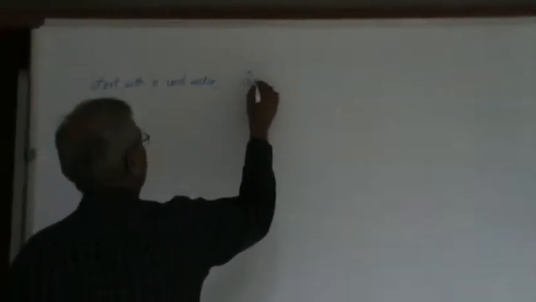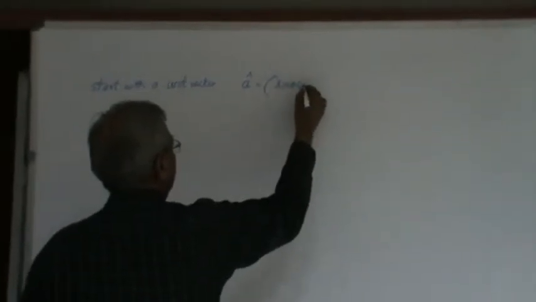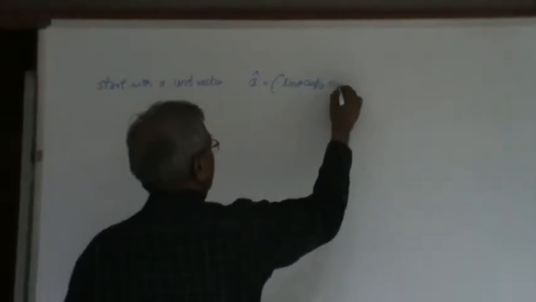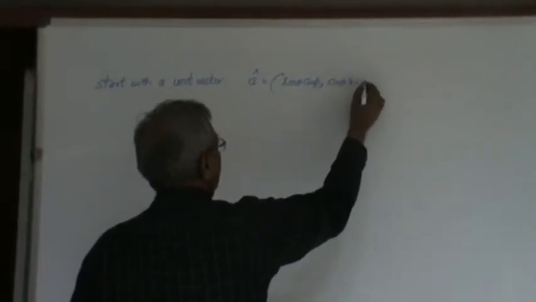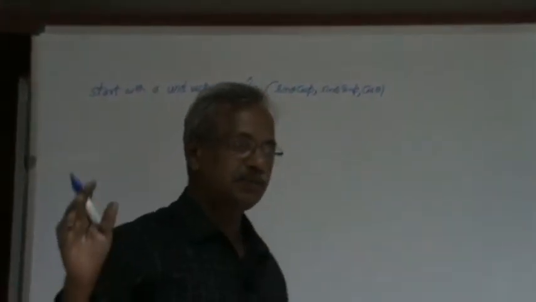Start with a vector, call it a unit vector, and then use the polar coordinate system. So we have to review this part of it. Are you familiar with the spherical polar coordinates? So theta is the polarity.